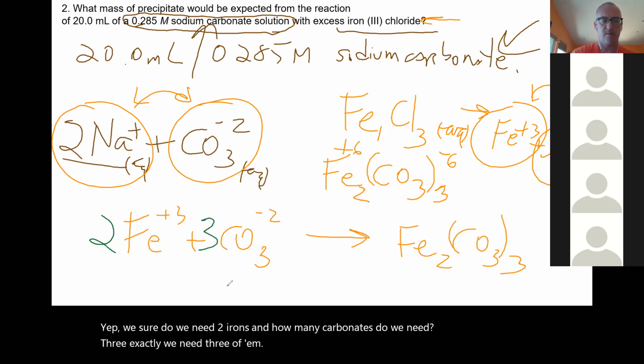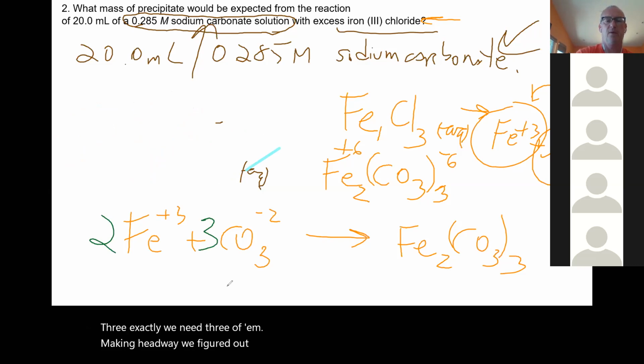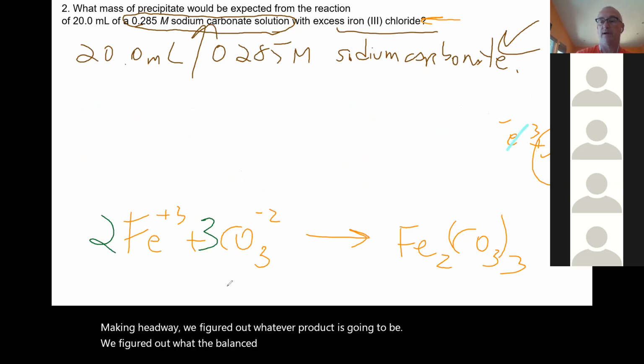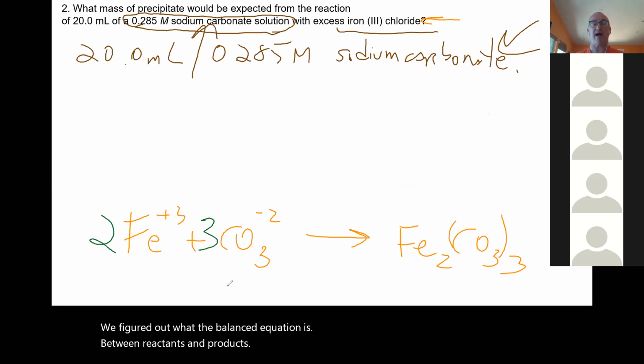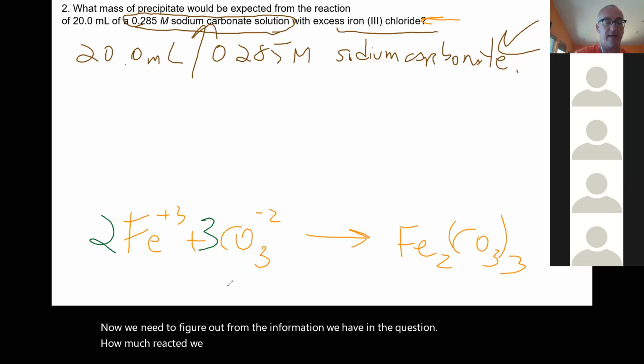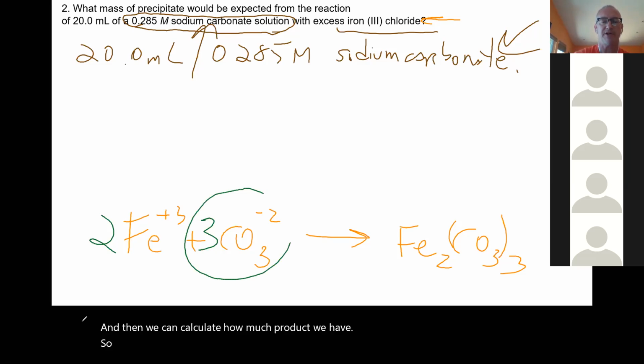So we're making headway. We figured out what our product is going to be. We figured out what the balanced equation is between reactants and products. Now, we need to figure out from the information we have in the question how much reactant we have, and then we can calculate how much product we have. So we know how much of this we have.